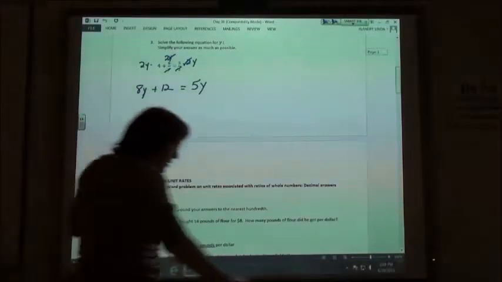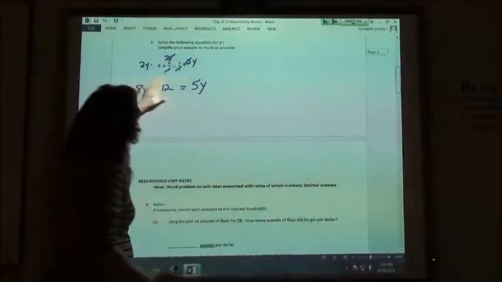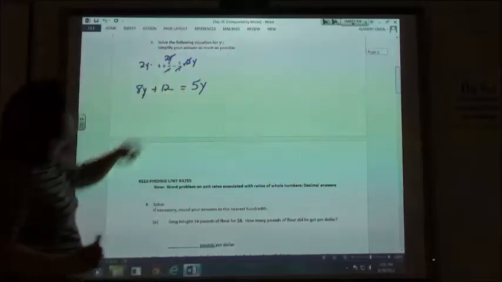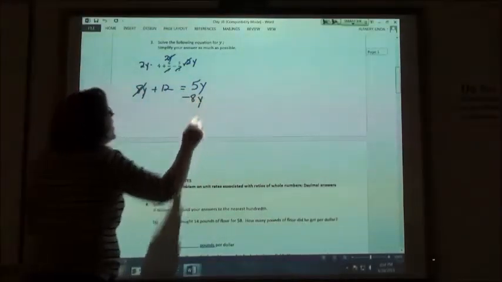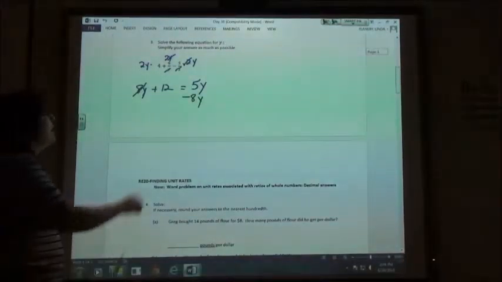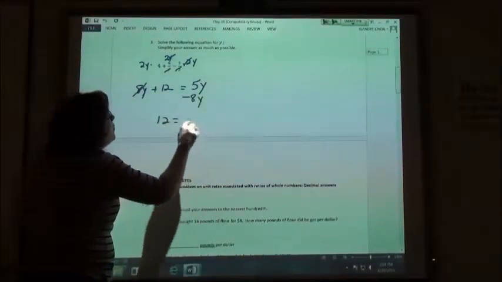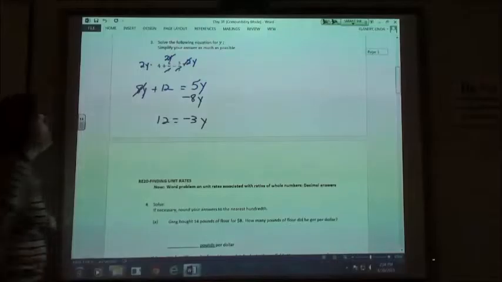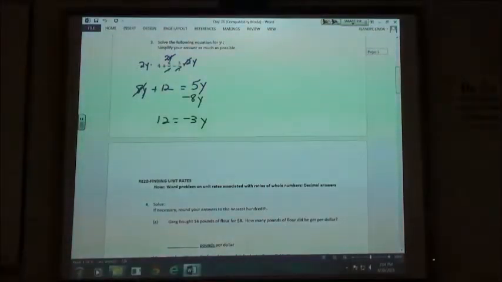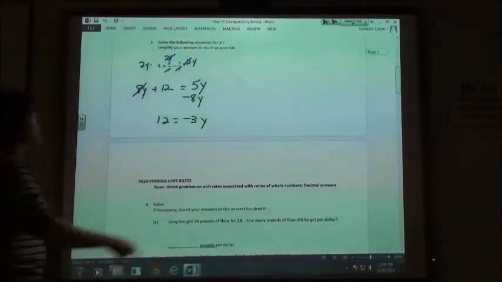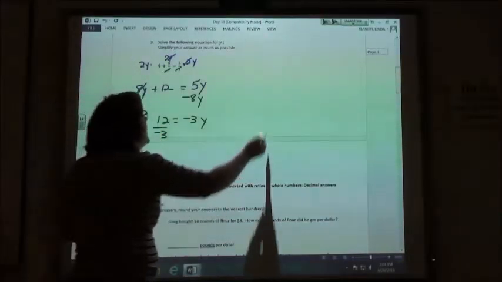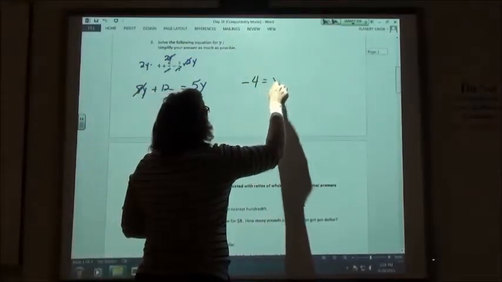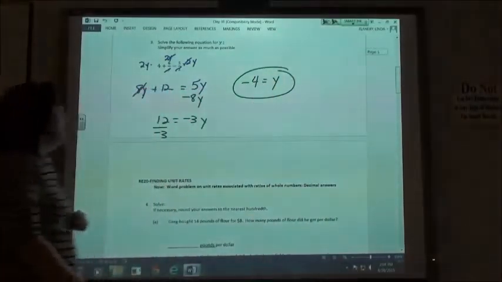Again, on this one, I'm going to move my variable over here since I don't have numbers on both sides. So I'm going to go ahead and subtract my 8y to move that to the other side. 12 is going to equal negative 3y, 5 minus 8. And then, of course, I have to divide by my coefficient. A positive divided by a negative is a negative. So negative 4 would be equal to y.